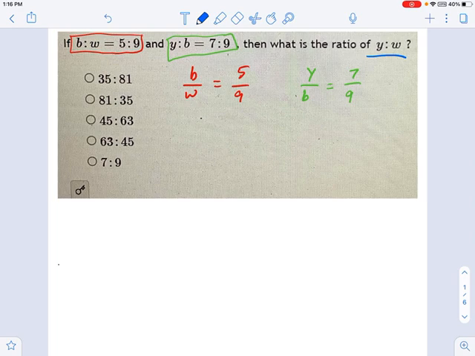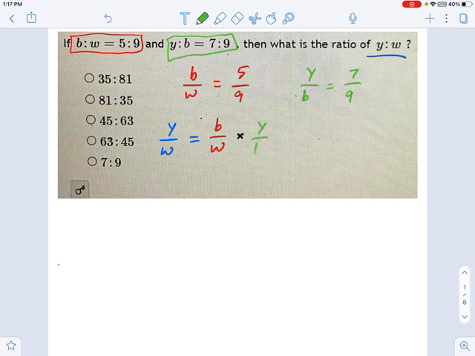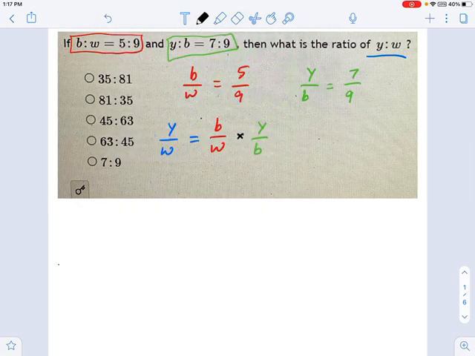I want to know y divided by w, okay? Take a look at the way I'm going to write this. I'm going to say b divided by w times y divided by b. Just a hunch. What happens on the right side? Is this a true statement? Well, take a look. We've got something that's a common factor on top and bottom of this fraction. Those are going to cross out. So what's left? That's just y divided by w. So that's what we're looking for here.